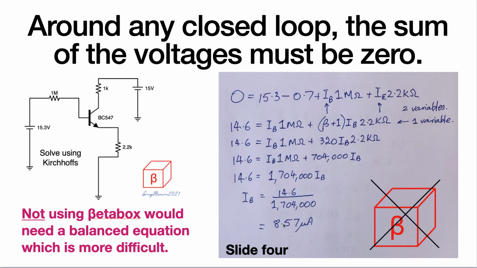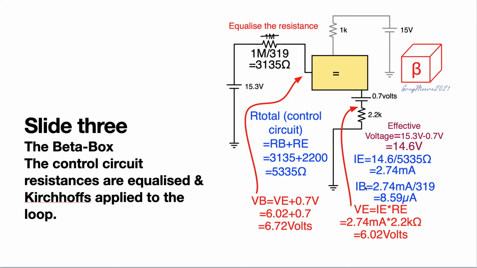Working through this, we get an IB of 8.57 microamps. On the previous slide, I had an IB of 8.59 microamps, so I'm only out by, like, what's that? 2/10 of a microamp. Not very much at all.